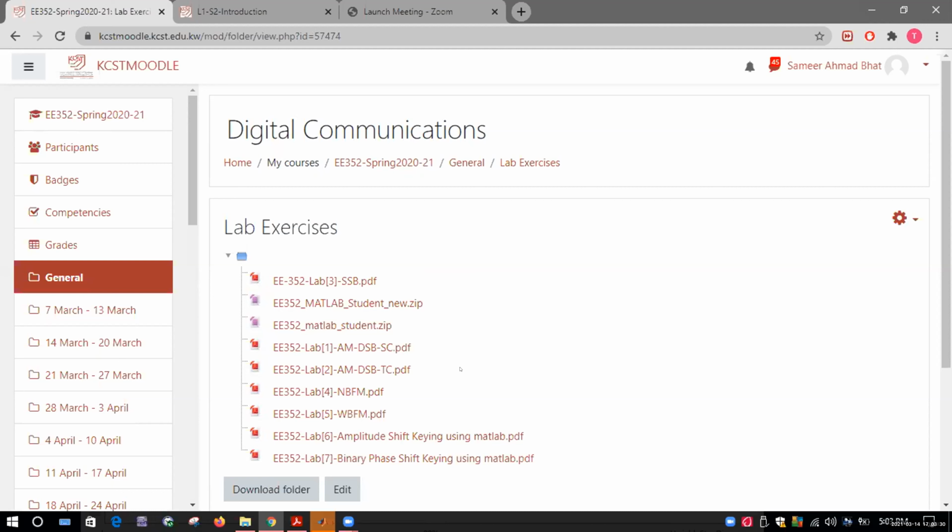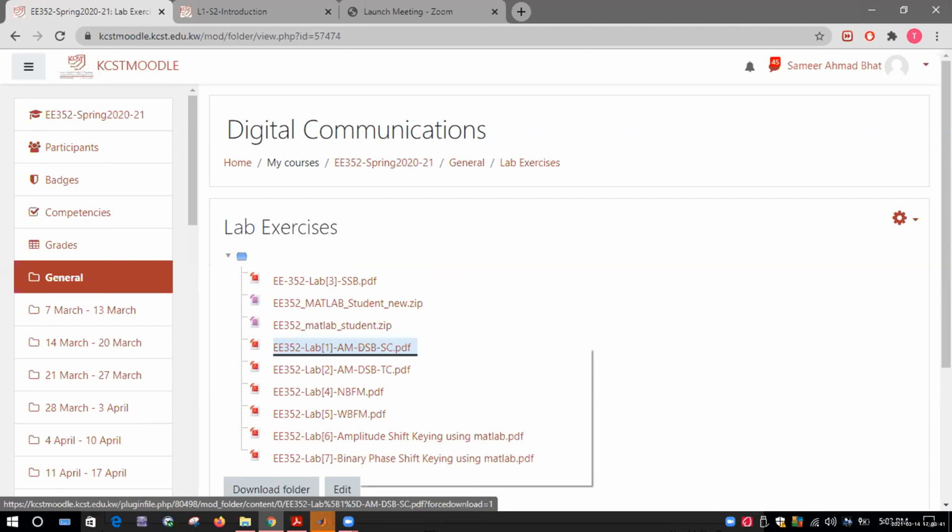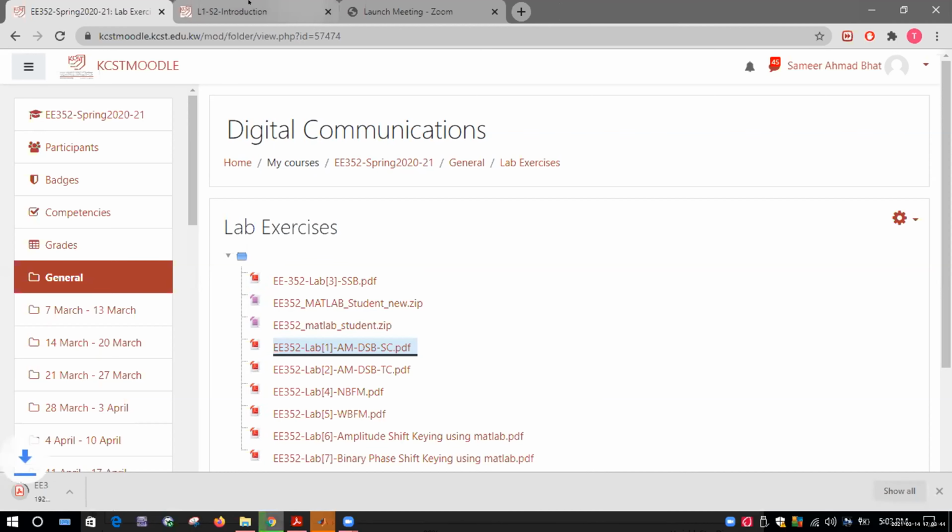Good evening. So here we will be working with this lab today, AM double sideband suppressed carrier. All right, so let's open up this one. I hope all of you are ready with the MATLAB. Is there anyone who doesn't have MATLAB?